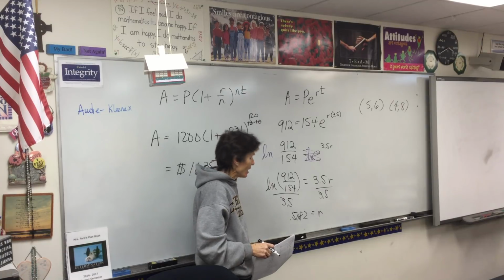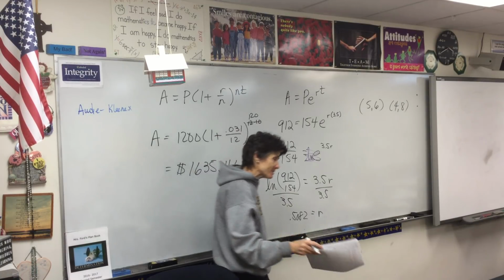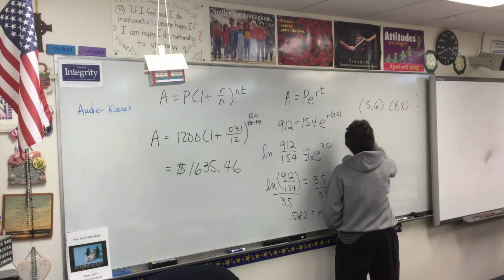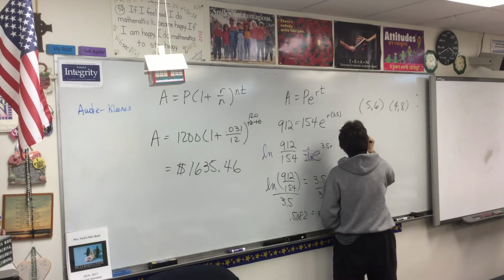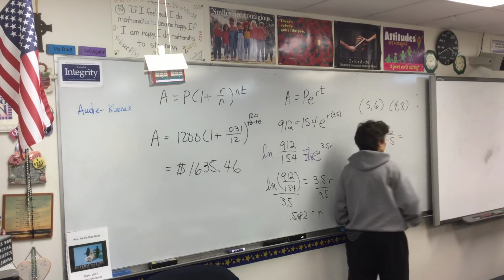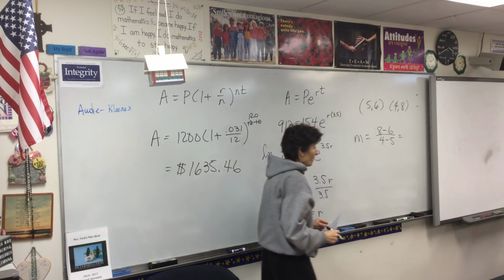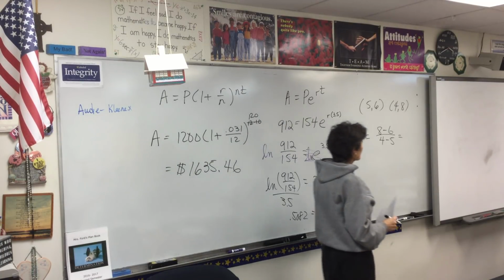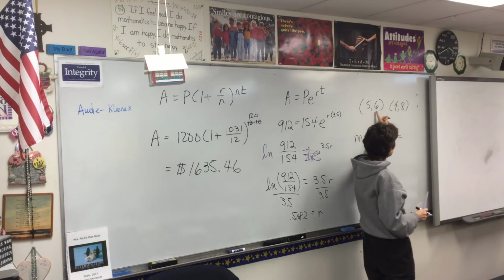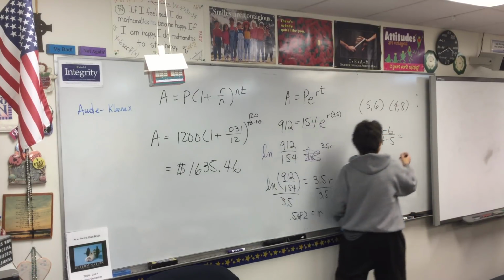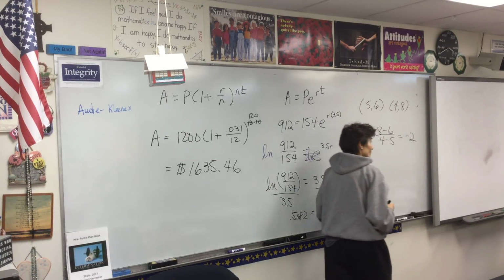No. What? No. You find slopes. We find the slope. Jordan, what? And the slope. This is just like class. The slope is 8 minus 6 over 4 minus 5. No, you did x's on top. It's y's on top, Jordan. So it's 8 minus 6 over 4 minus 5. So my slope is -2.